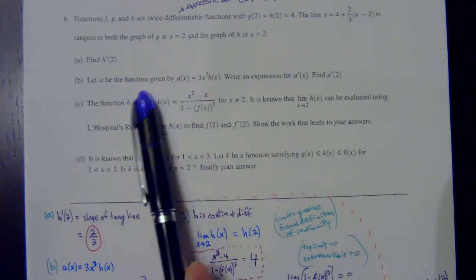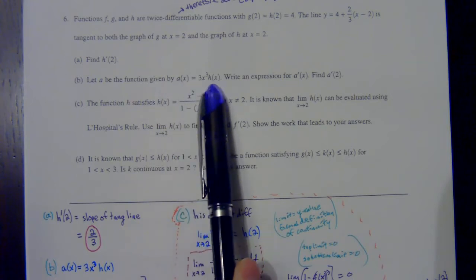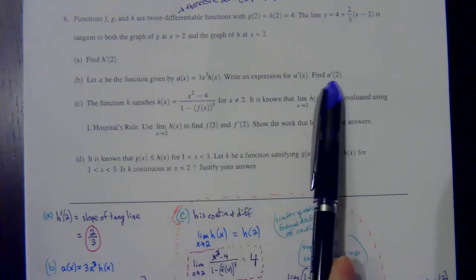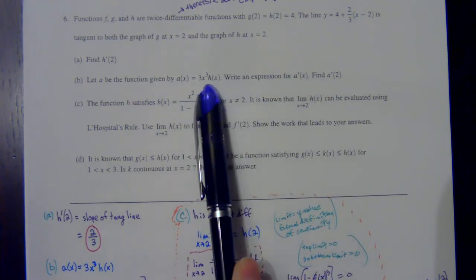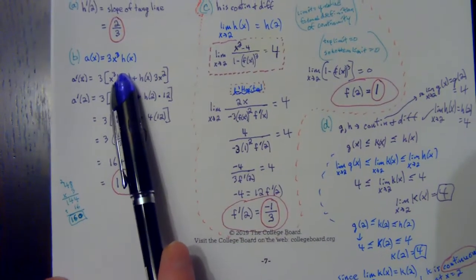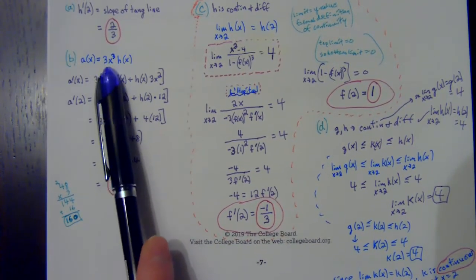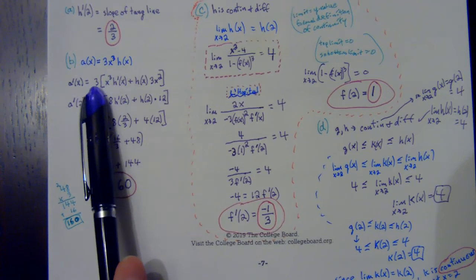Part B says we got this a equals this, right? Write an expression for the derivative and then do a prime of 2. So this is a product and you're supposed to do a derivative of that. So you're just going to do the product rule, right? So the 3, you could leave that as part of the first function. I just pulled it out in front of everything.